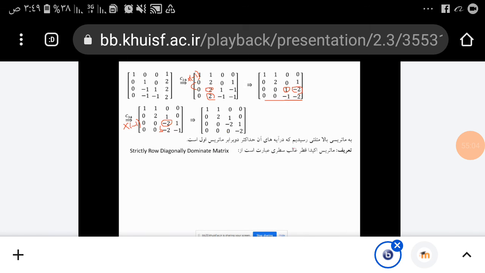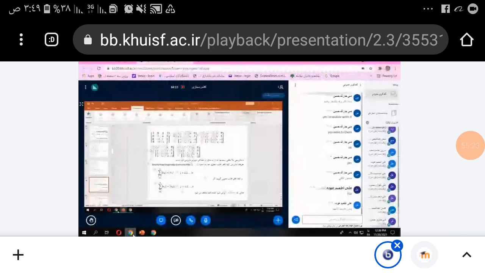We are going to define some matrices that help us to do Gauss elimination.